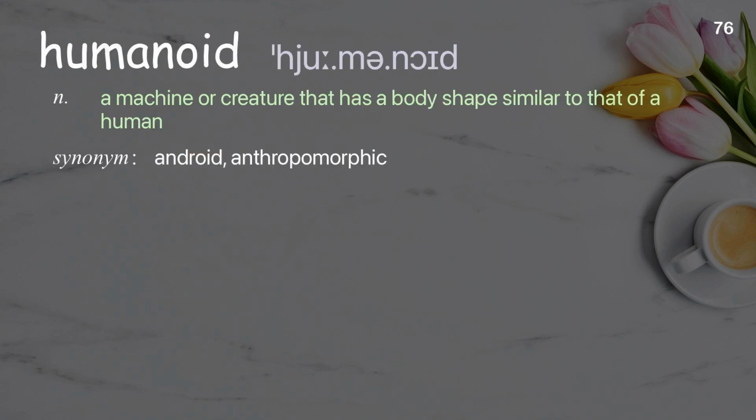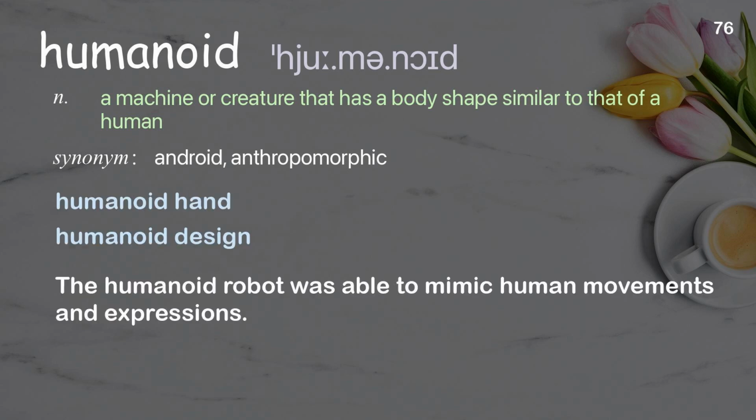Humanoid. A machine or creature that has a body shape similar to that of a human. Examples: Humanoid hand. Humanoid design. The humanoid robot was able to mimic human movements and expressions.